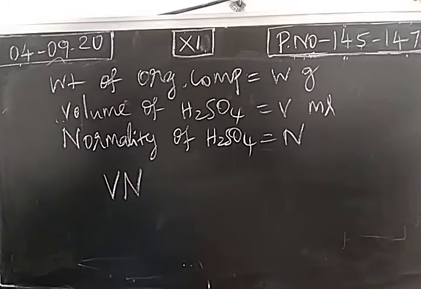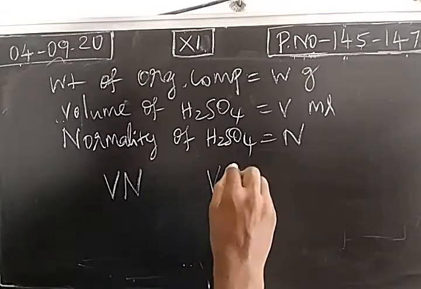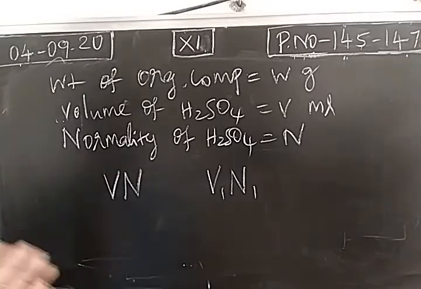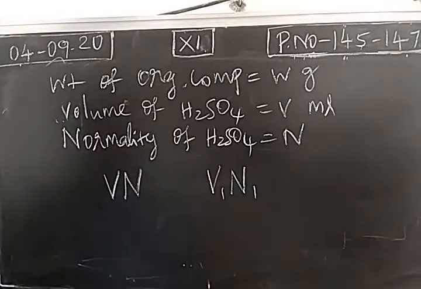Okay. Next, sulfuric acid is consumed by ammonia. So volume of ammonia is taken as V1 and the strength of ammonia, that means normality, is taken as N1. So we have two solutions. One is sulfuric acid, another one is ammonia. Volume and normality of sulfuric acid, volume and normality of ammonia. So according to volumetric analysis formula, VN is equal to V1 N1. This is the formula in volumetric analysis that you will study in 12th.